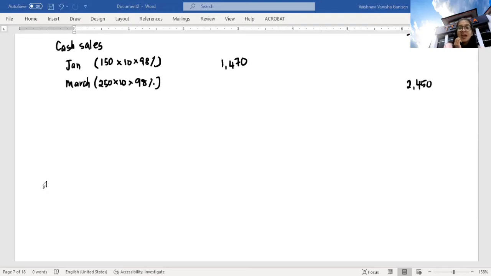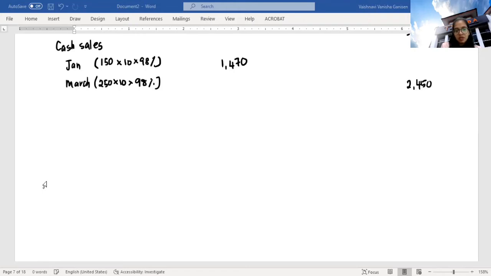Ben plans to buy the helmets a month in advance of selling them. So guys, please be a bit careful here. Let's say you want to use it in January. What you will do is you will buy in December.